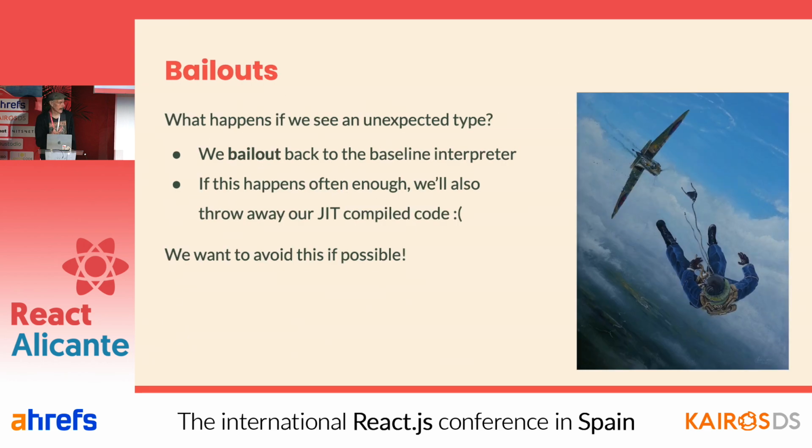So what happens when things go wrong? Well, in the context of this system, things going wrong is seeing an unexpected type. And we do what's called a bailout. In this case, we have to go back to our baseline interpreter. We can't use our inline cache. We can't use our JIT compiled code. If this happens often enough, we'll end up throwing away our JIT compiled code, which is not great because we've already spent a bunch of time trying to compile it. So this is a situation we'd like to avoid if possible.